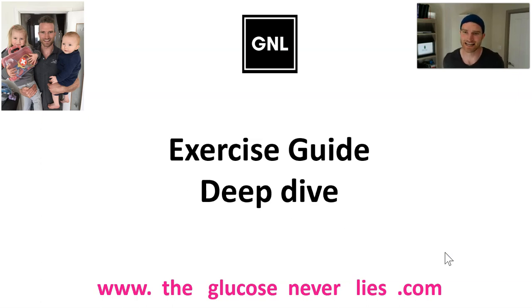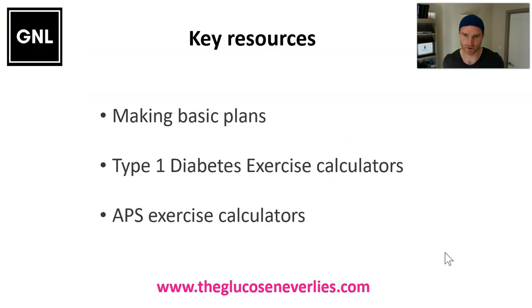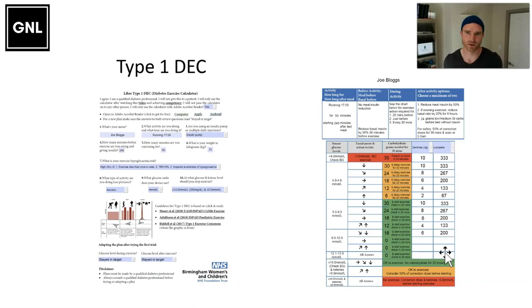This is the exercise guide deep dive. So if everything that we've been through has obviously whetted your appetite to find out a little bit more about where all this information came from, that's why I put this little section together so you can get a heads up and actually deep dive, or dive deeper, if you want to. So the key resources within this part is how to make basic plans, a more advanced type 1 exercise diabetes calculator that tells you how to adjust insulin doses, and when we move on to the APS systems, how you can get the most out of APS systems with exercise.